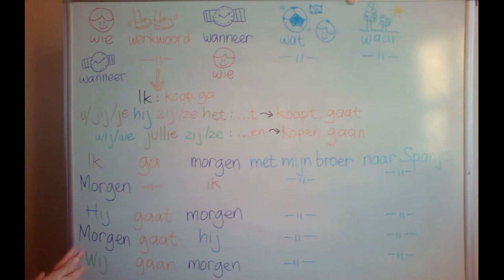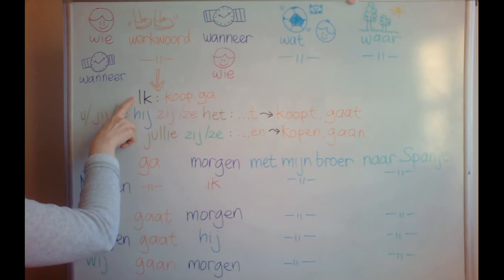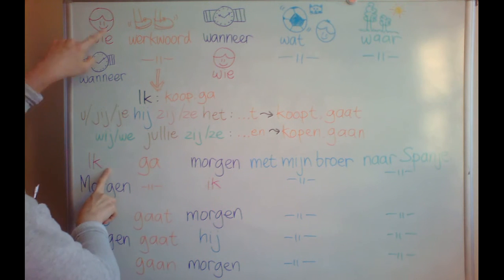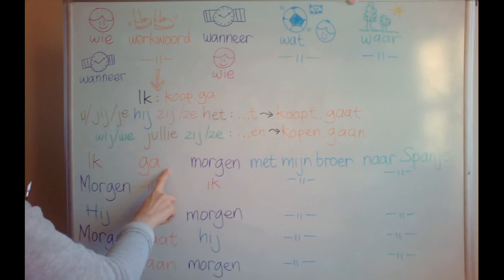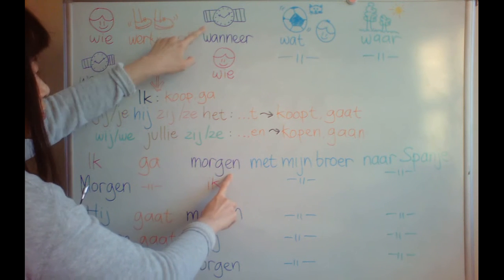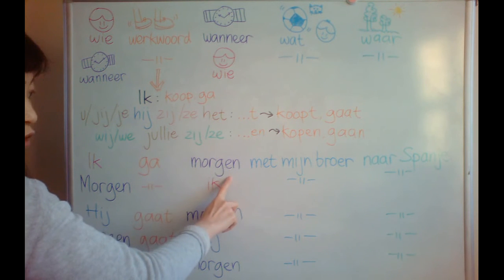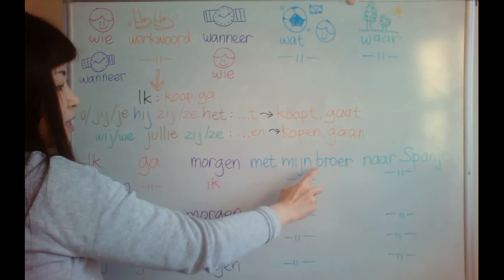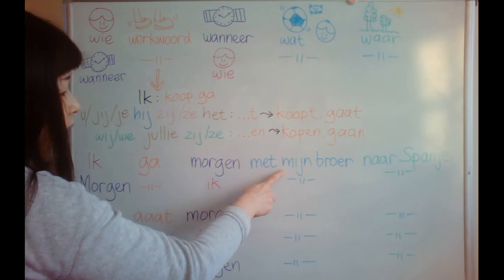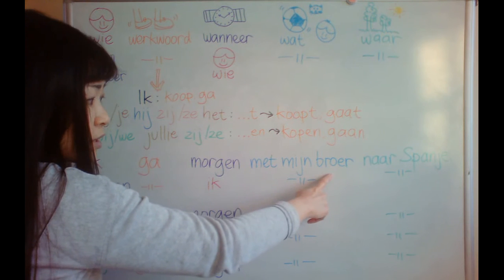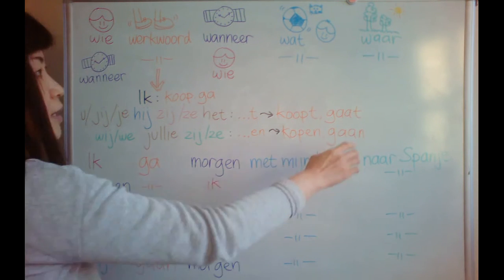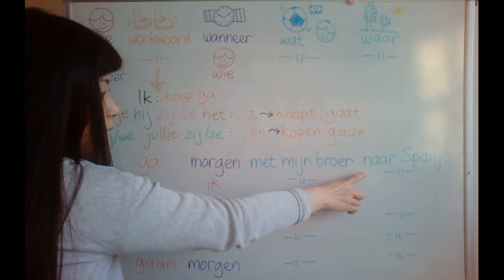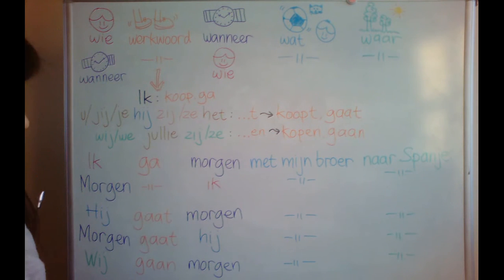We will try to make sentence now. We use ik. We, who, the subject, ik. I, verb. Ga, go. Time signal, wanneer. Morgen, tomorrow. What, the object. Met mijn broer. Met is with. Mijn is my. Broer is brother. Met mijn broer. And then waar, the place. Where. Naar Spanje. Naar is to. Spanje is Spain. Spanje.